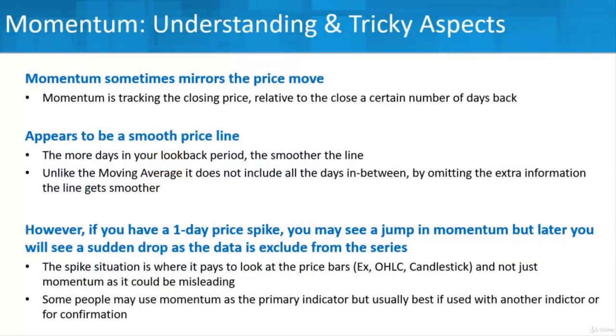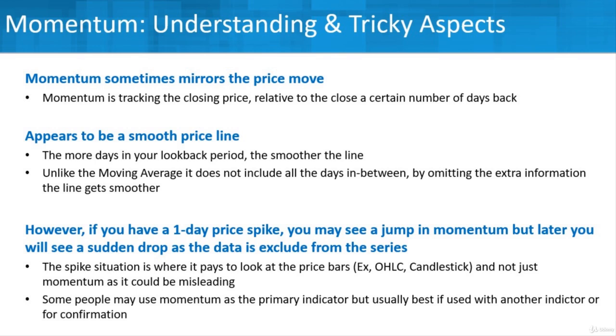A couple other things too: momentum sometimes does mirror the price move, because momentum is tracking the closing price a certain number of days back. So it will appear as a smooth line, and the more days in your look back period, the smoother the line. We used the example of 10 days in another lesson. If we had gone further back, like 20 days, that would actually smooth out the line.